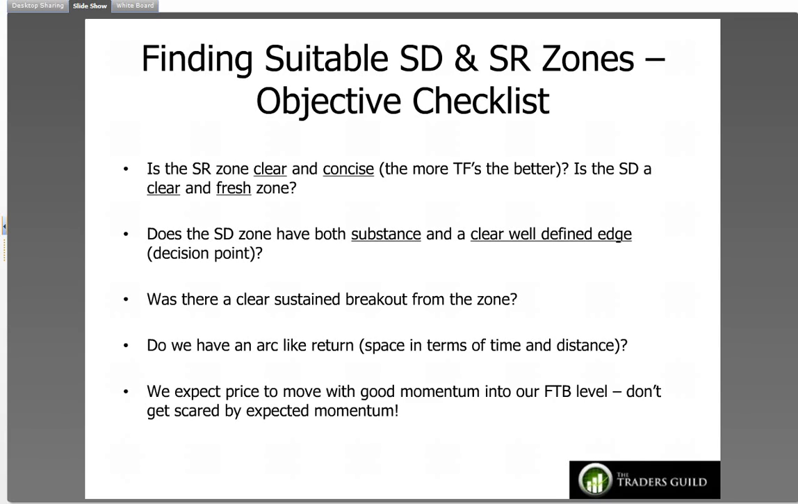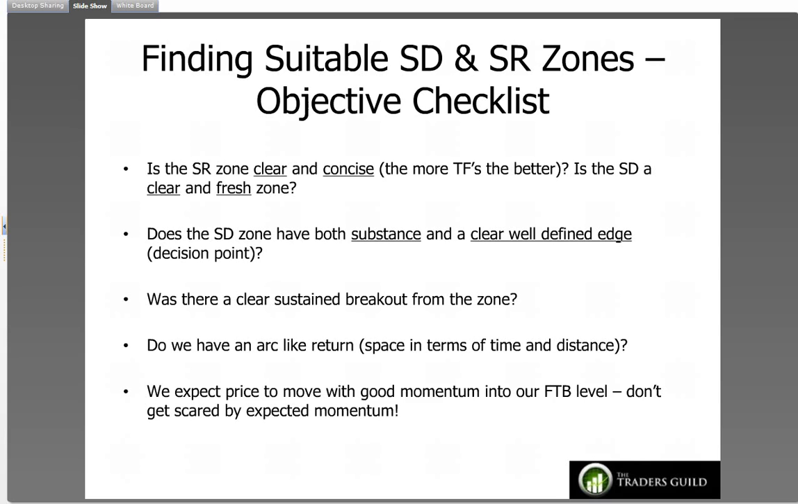Okay, concise SR. I'll come across examples when I go to the charts, but I'm looking for SRs which are well defined. I'm not looking for a massively wide zone. I'm looking to pinpoint exactly where I can find the supply and demand within the SR that led to the breakout, because that's what I'm going to be using as a basis for my entry and stop loss on the return. So I don't want a wide zone. I want something which has well-defined decision points at its edge.